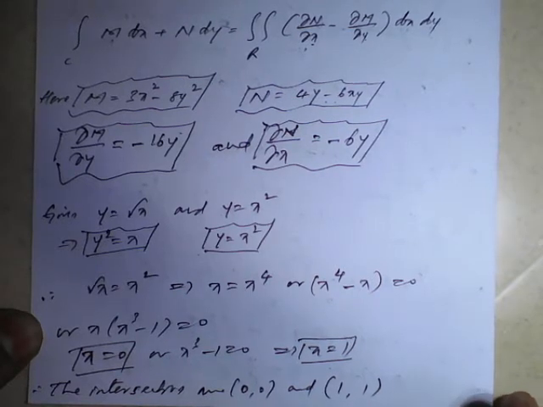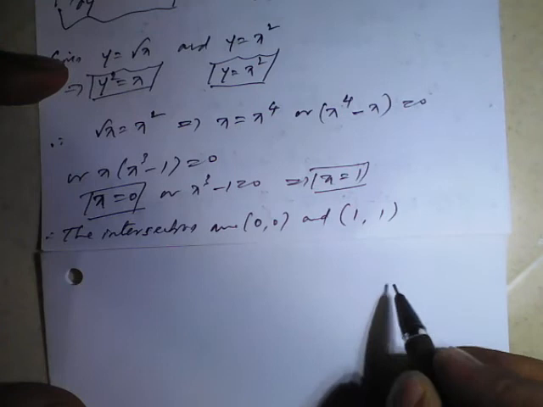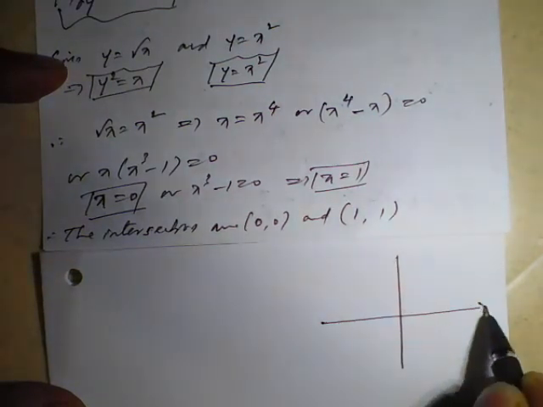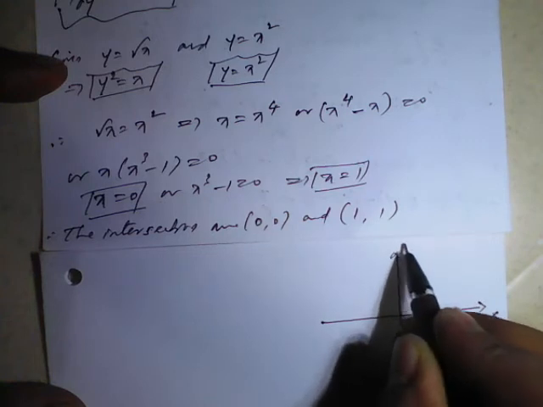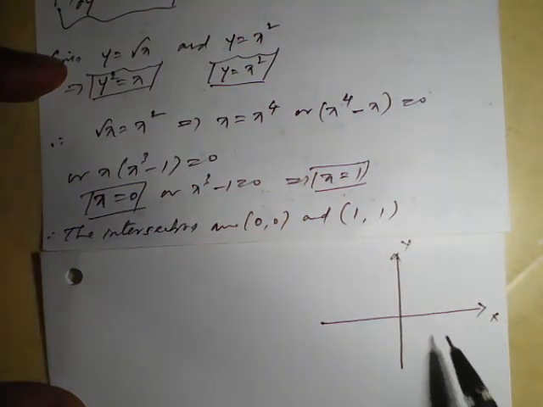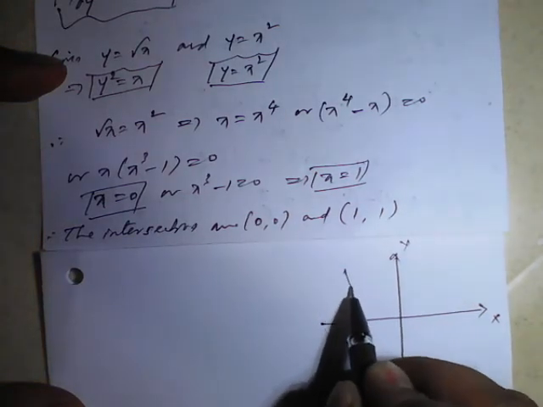We will draw the diagram based on this. So the diagram will be: you draw the xy plane. Because it is a parabola, you need to take all four axes, meaning positive as well as negative. Next, draw a parabola.